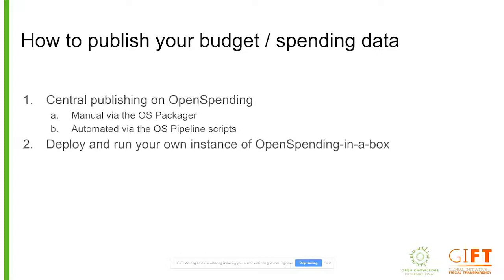We've also learned that for some governments, it's not feasible to publish the data on the centralized platform outside of the government infrastructure. And that's why we've developed what we call Open Spending in a box, which means that you can deploy and run your own instance of the same tool set on your own infrastructure. So the software is available as open source, which means anyone can download the software and use it for free, but we can help you deploy it and run it as your own instance on your own infrastructure.